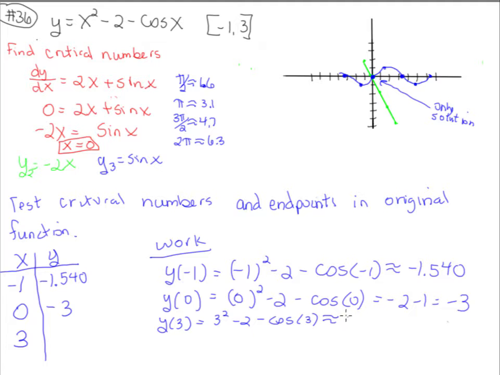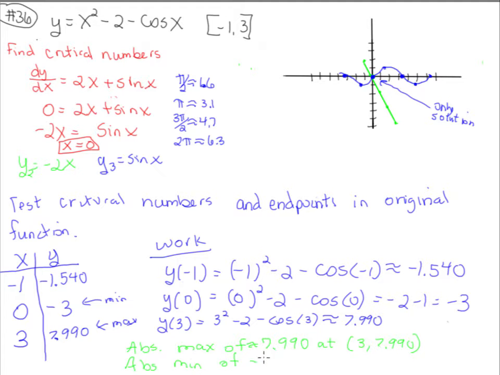So for this example, we have the critical number of negative 1 has a value of negative 1.540. Critical number of 0 has a value of negative 3, and the critical number of 3 has a value of 7.990. So we have a minimum at negative 3 and a maximum at 7.990. So our answer to this problem would be our absolute maximum of 7.990 occurs at the point 3, 7.990. Our absolute minimum of negative 3 occurs at 0, negative 3.